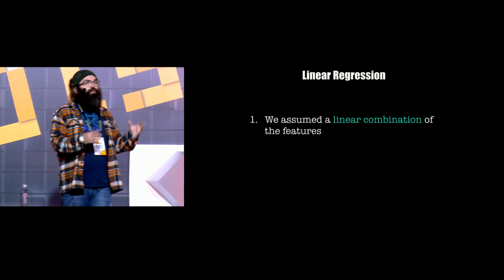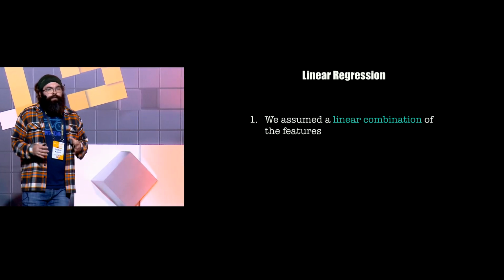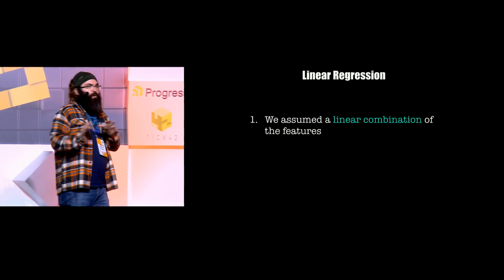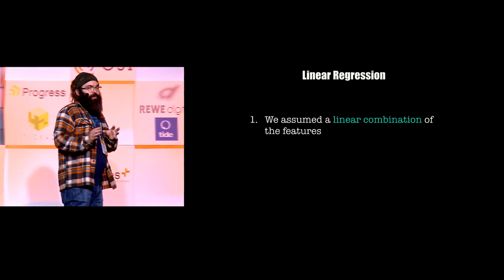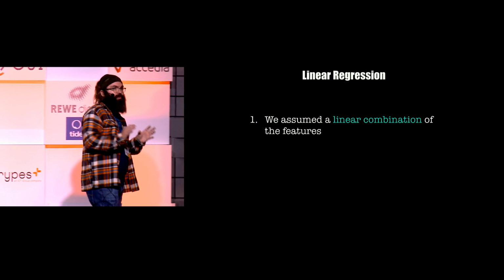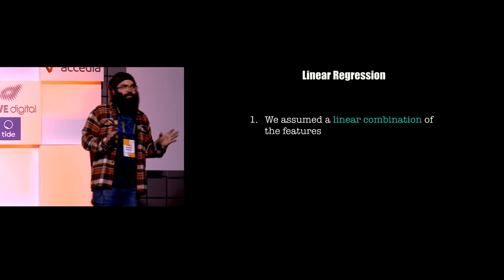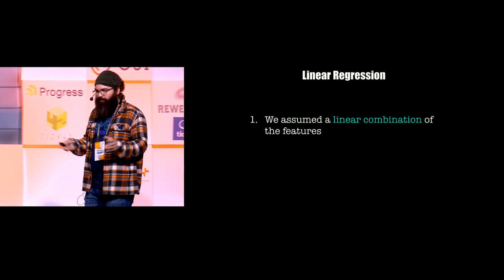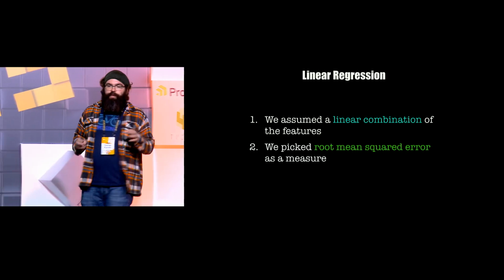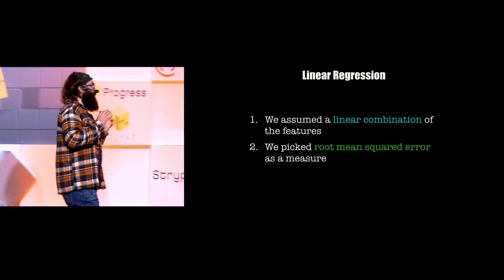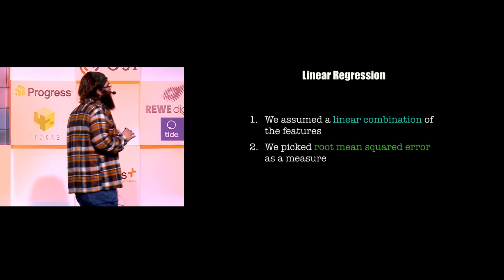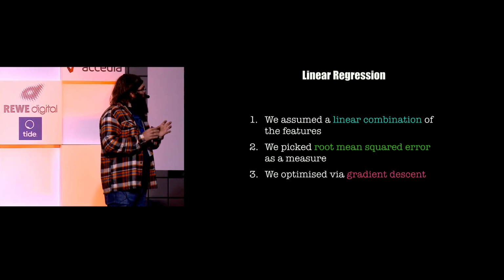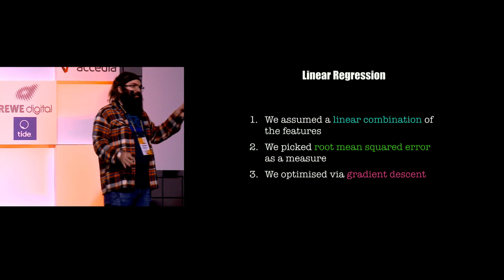Let me rehash what we did. We're looking for a function that maps some data to some values that we know in advance. We made an assumption that this function is a linear combination, a fancy term for something very simple. We multiply each number by a different number and sum them. Then we defined an error measure, particularly the root mean squared error. And finally, we tried to optimize the whole thing via gradient descent.